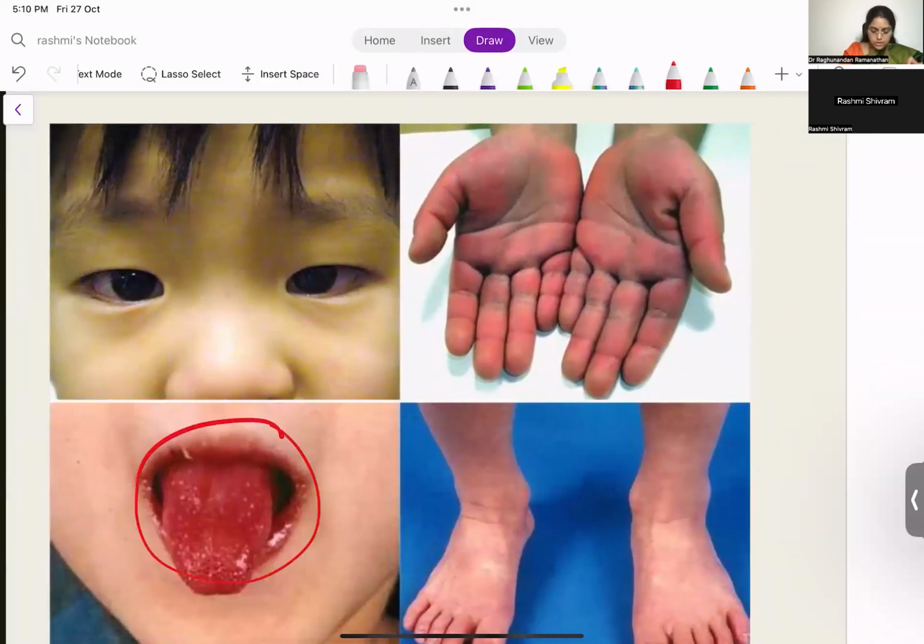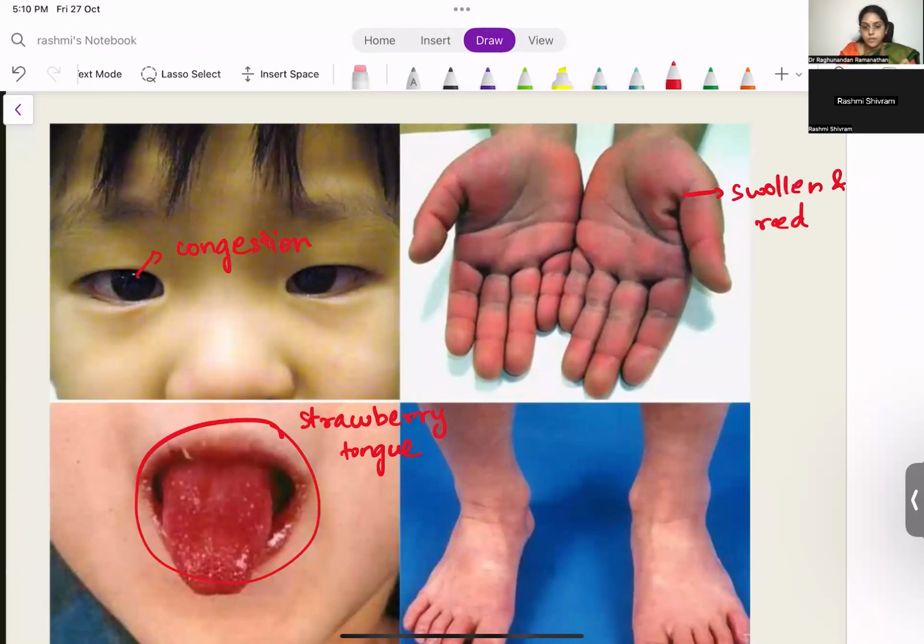All of you must be knowing this. What is this? This is strawberry tongue. Next one, what will happen? The palms and the soles will get inflamed. They will be swollen and red, erythematous. In the eyes, what will you have? You will have corneal congestion. And all over the body, you will have erythematous rashes.